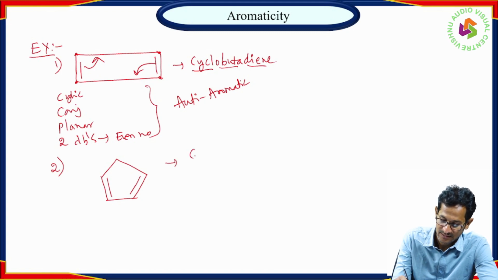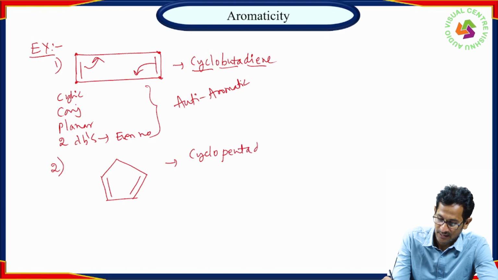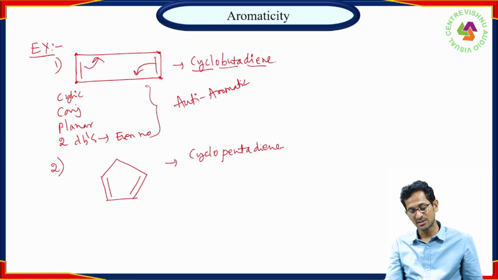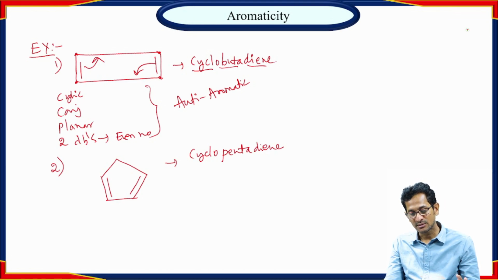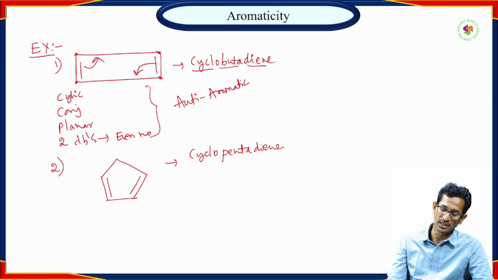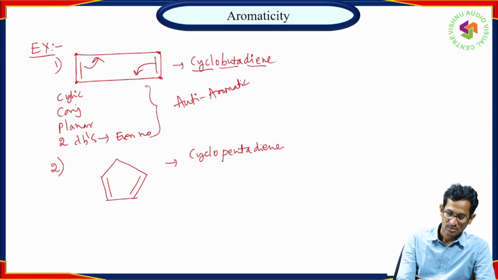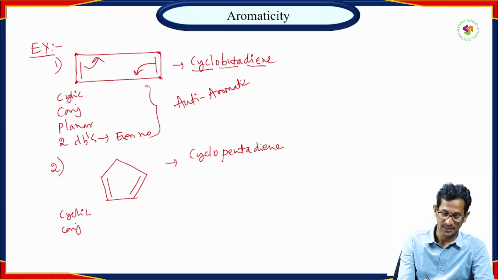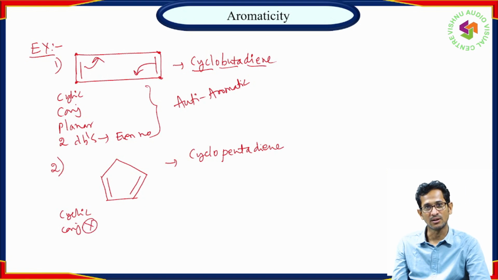This is cyclopentadiene. Cyclic structure, 5 carbons, penta, 2 double bonds, diene. So, cyclic structure, we have to see whether conjugation is present or not.